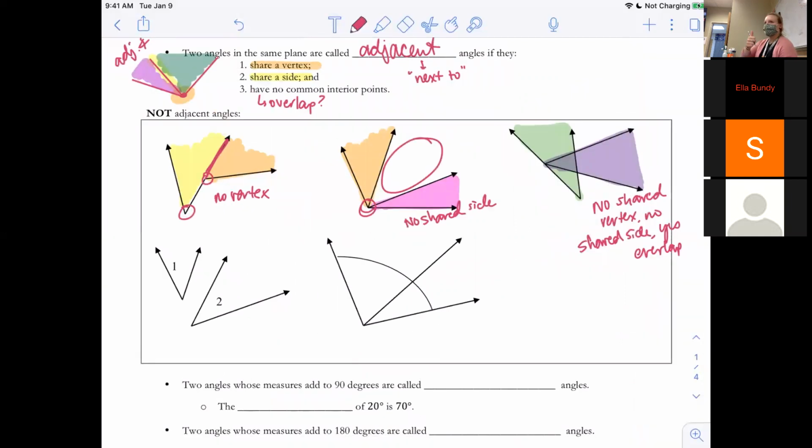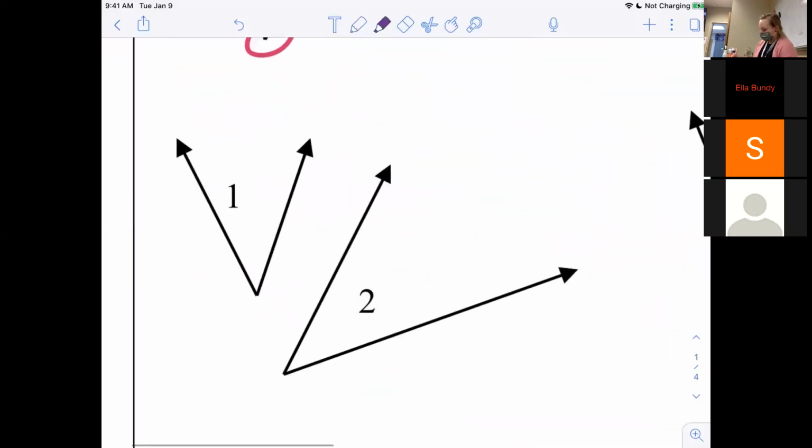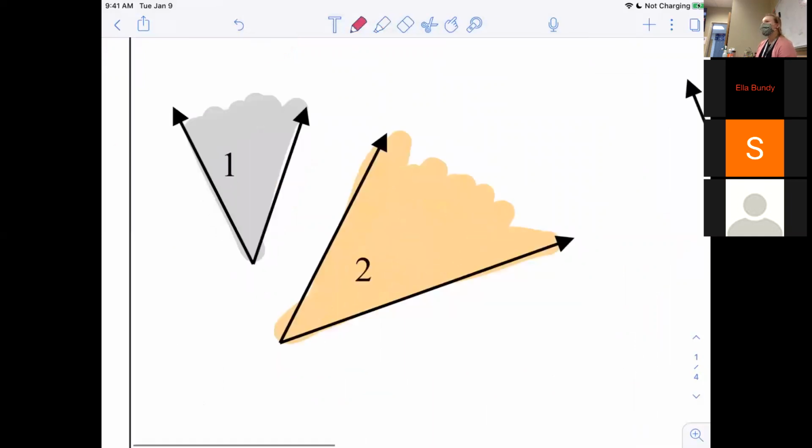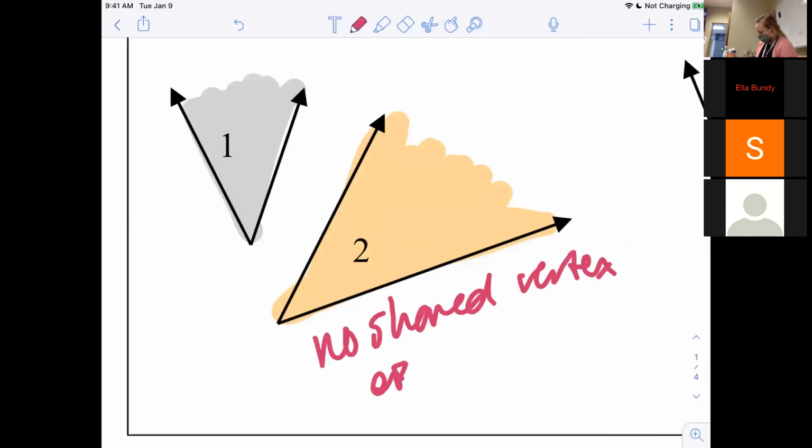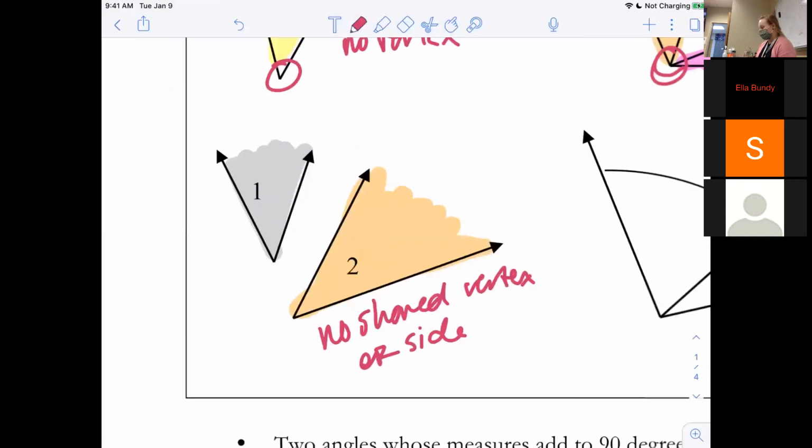All right, are we keeping up so far? Two more examples of bad, not adjacent angles. I have a gray one over here, and I have an orange one over here. What's my problem? They don't share a vertex or a side. No shared vertex or side. They don't have any overlap, which is good, but they're not next to each other. They're not sharing a vertex or a side, so we've got to keep moving.